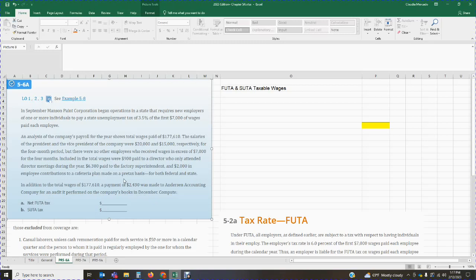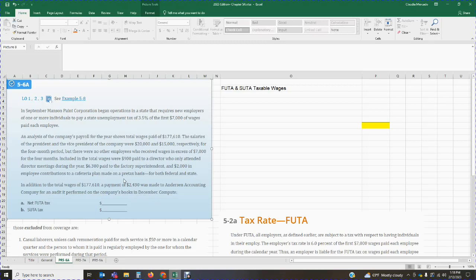This is per employee, $7,000. We're going to pay unemployment taxes on the first $7,000 of wages for each employee. An analysis of the company's payroll for the year shows total wages of $177,610. The salaries of the president and vice president of the company were $20,000 and $15,000 respectively for the 4-month period, but there were no other employees who received wages in excess of $7,000 for the 4 months.